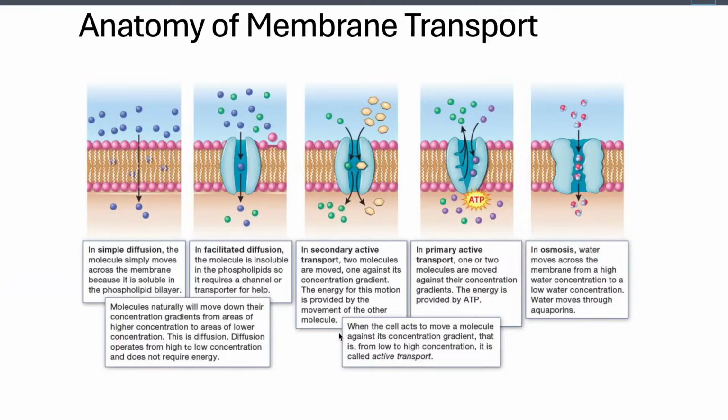In simple diffusion, the molecule simply moves past the membrane. In facilitated diffusion, the molecule just requires a channel, but it's still free. It doesn't require energy. Secondary active transport is when two molecules are moved, one against its concentration gradient. The energy for this motion is provided by the movement of the other molecule.